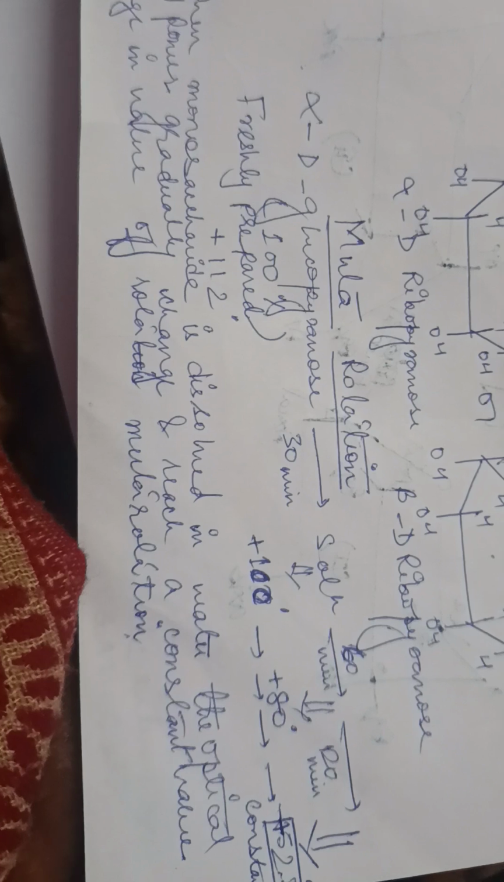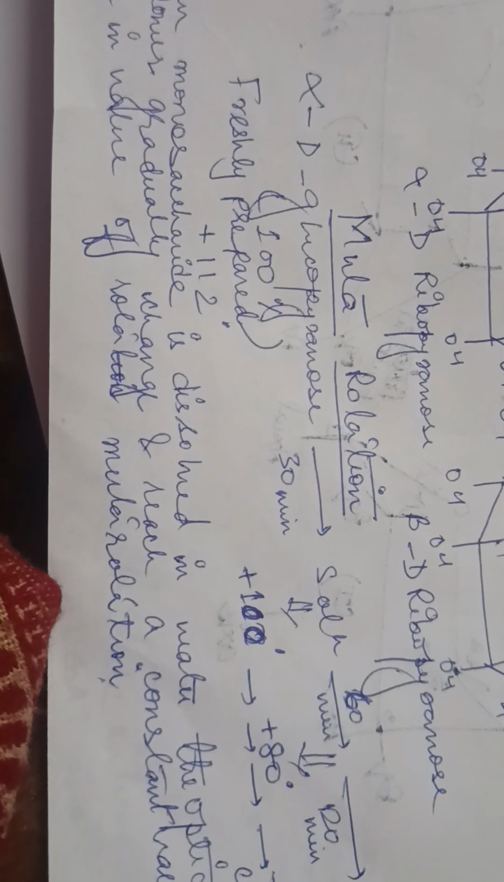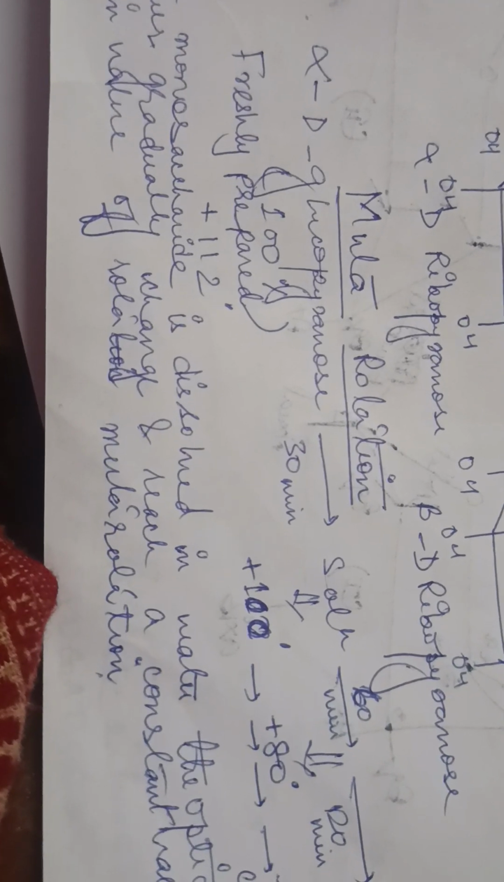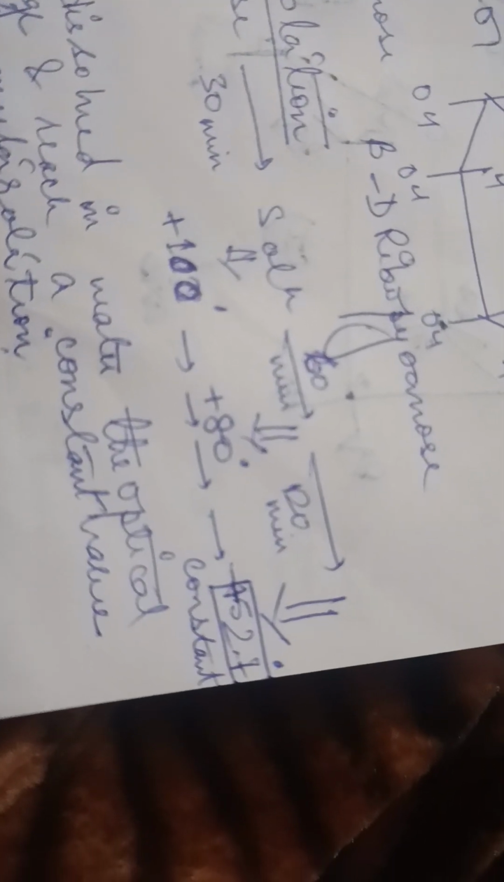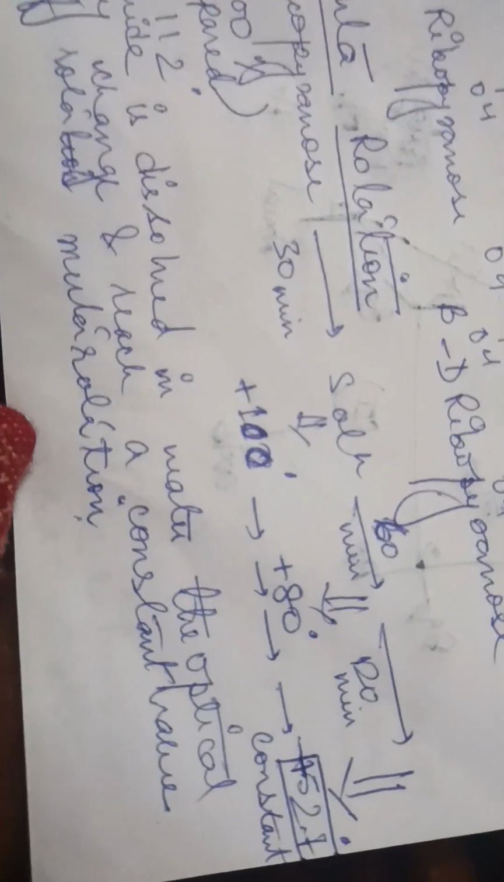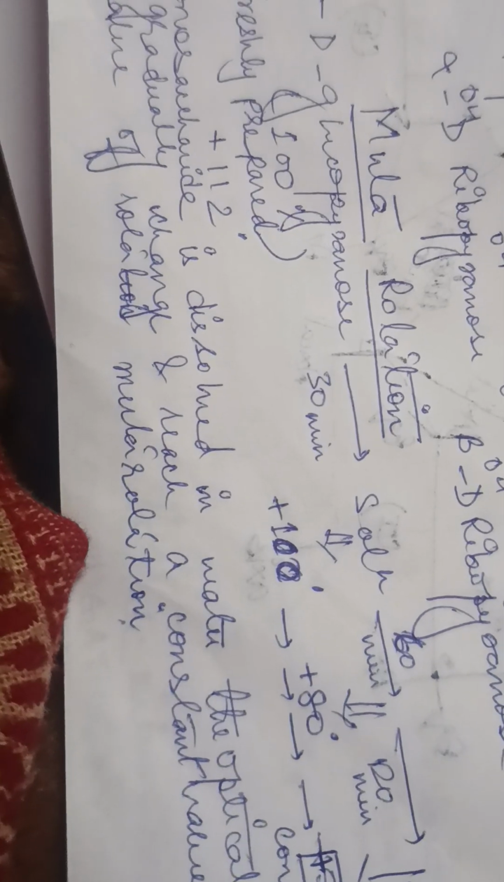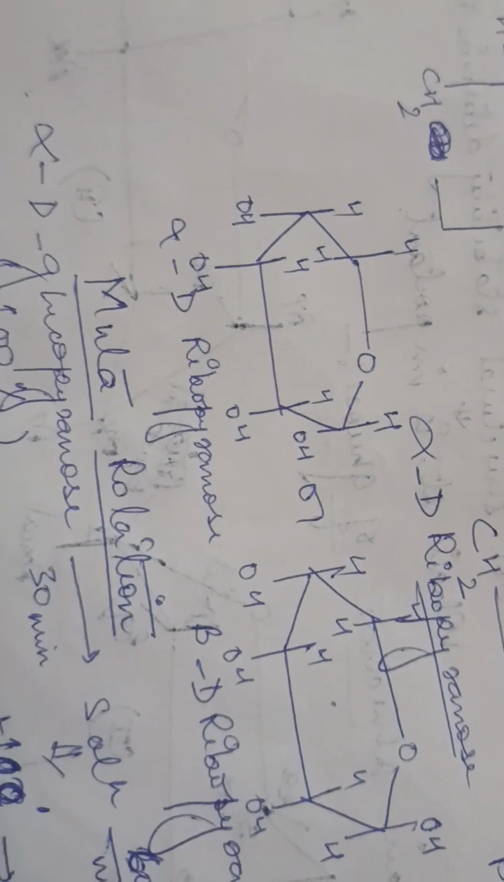Mutarotation: if I say an alpha D glucopyranose solution is there, suppose. Okay, see now. Alpha D glucopyranose, so this solution is 112 degrees. After 30 minutes it will be 100, then after 60 minutes it will be plus 80, then this way it will change to a constant 52.7. So when a monosaccharide is dissolved in water, the optical rotation of the solution changes and after some time it reaches a constant value, an equilibrium condition. This is called mutarotation. Okay.